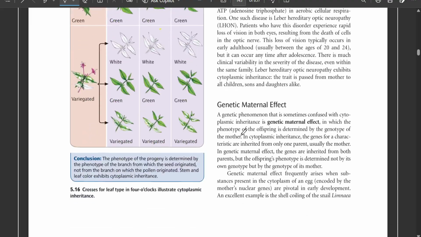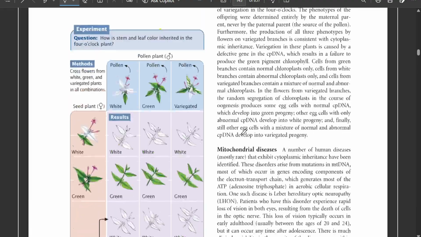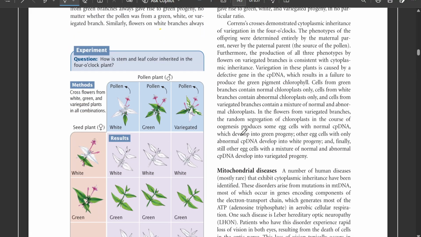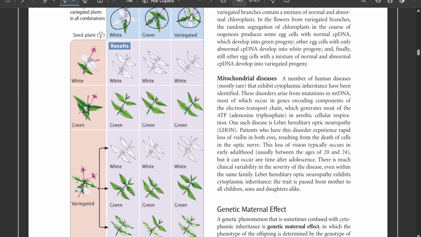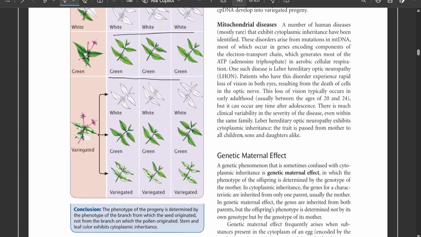So here is all of that experiment which I was discussing, wherein all of them were crossed with the pollen, but the maternal branch in one case was white colored, in another case green colored, and here it was variegated. For the white colored maternal branch, the progenies obtained were also white. For green colored we had green, and for variegated some were white progenies, some were green progenies, and some were mixed or variegated progenies.